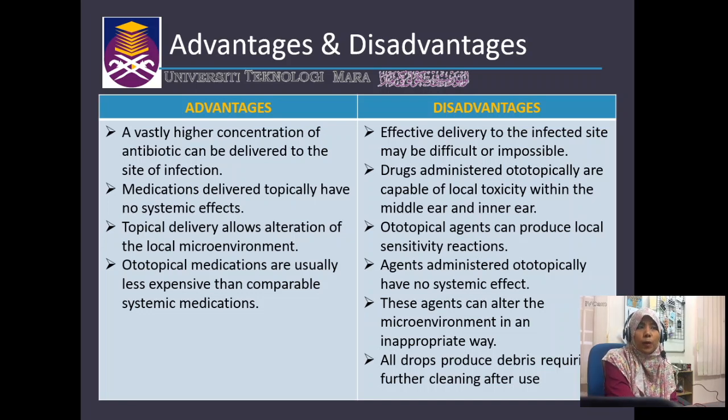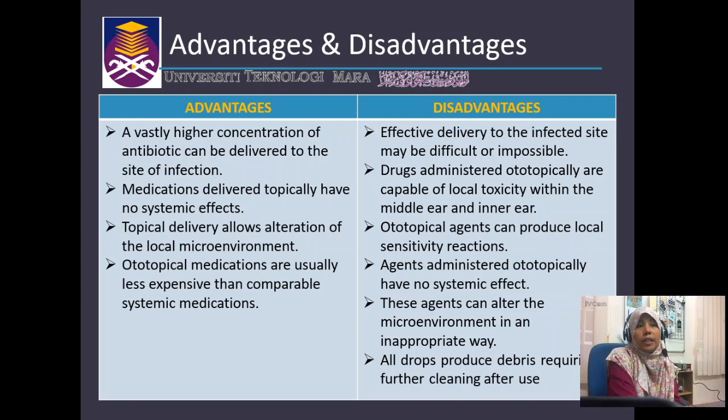Okay, the next one: what are the advantages and disadvantages of otic preparations? The advantage is that a vastly higher concentration of antibiotic can be delivered to the site of infection. Medication delivered topically has no systemic effect, meaning that if we want to target locally, then you can use the otic preparation. Topical delivery allows alteration of the local microenvironment. Because it is local, usually we just want to alter that environment. Ototopical medications are usually less expensive than comparable systemic medications, because it is just for local effect.